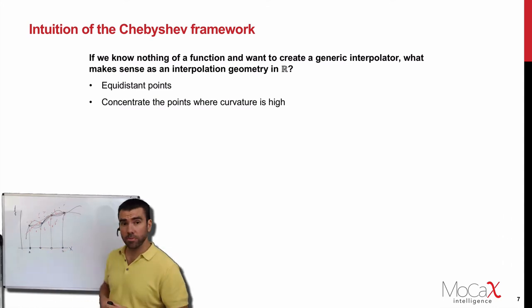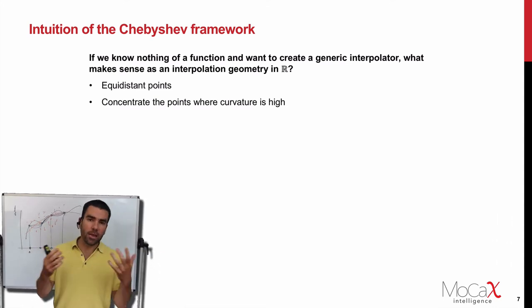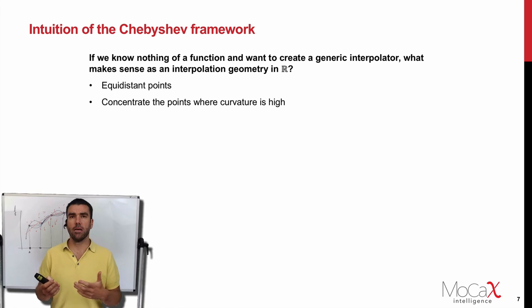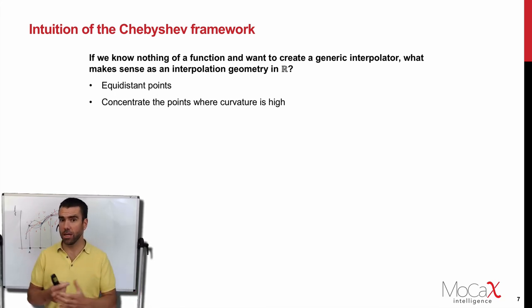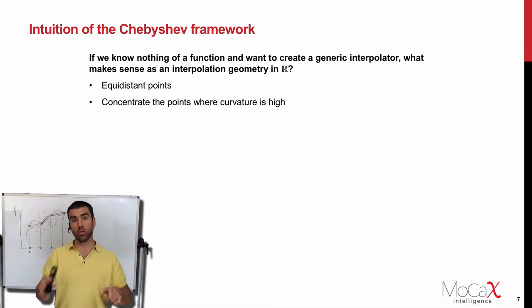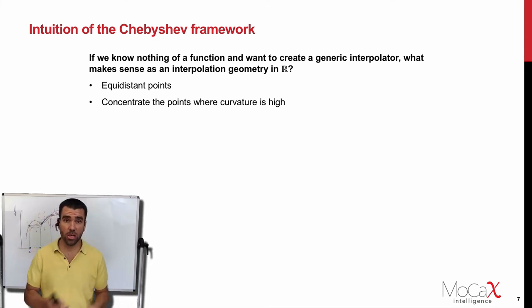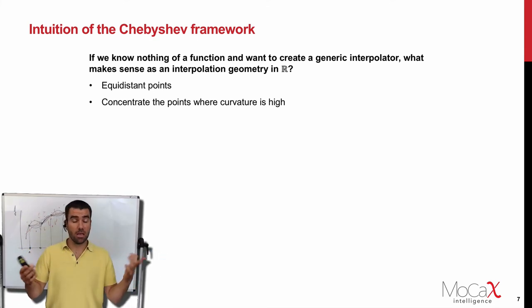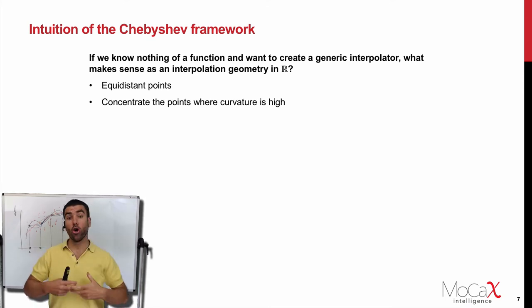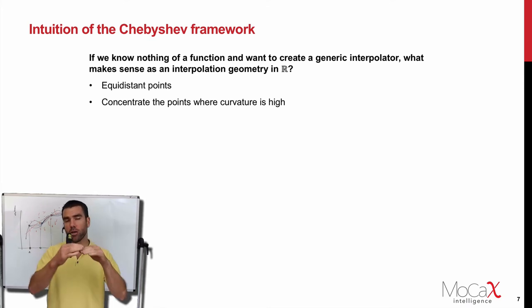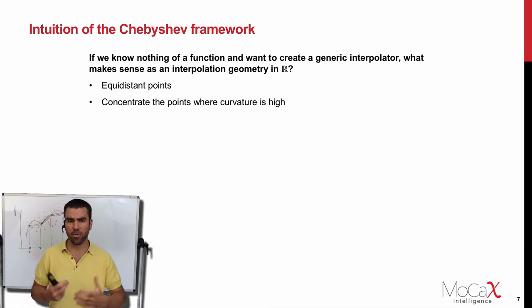We have seen here, if we have a function and we know nothing about the function, what is my best guess as to where to put the points, if I want to approximate it with a number of points n? Well, the first thing to do is put them equidistant, right? That's what makes more sense. If we know something about the function, we can concentrate them around the curvatures, where the curvature is strong. Okay, that makes sense.